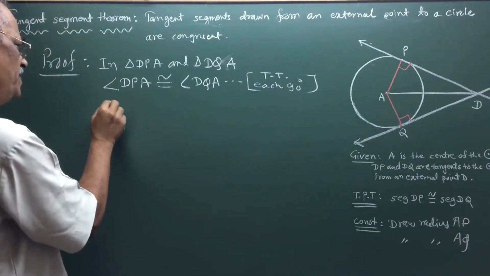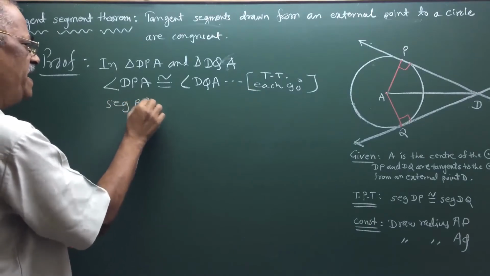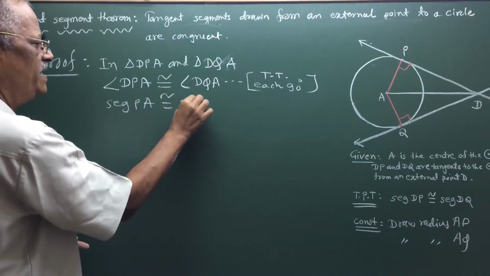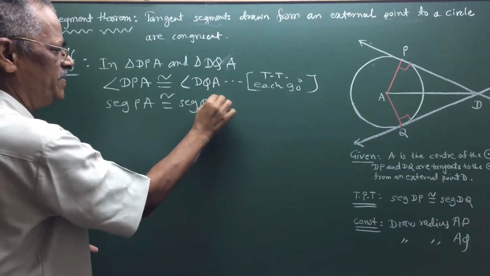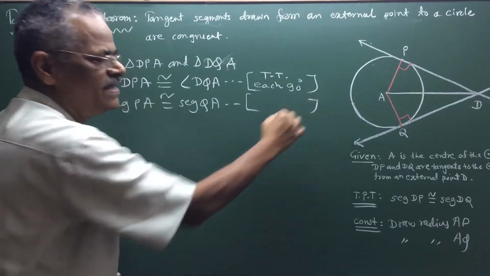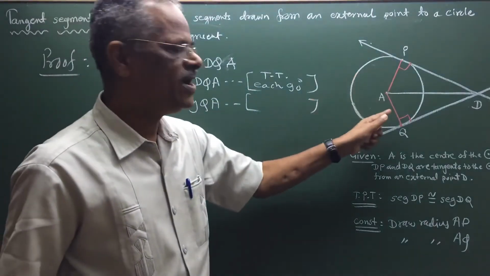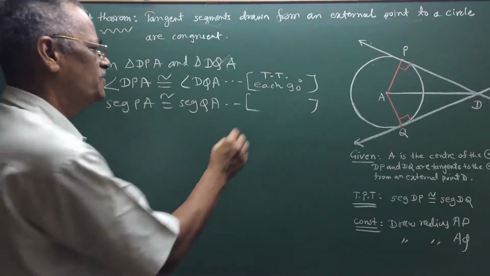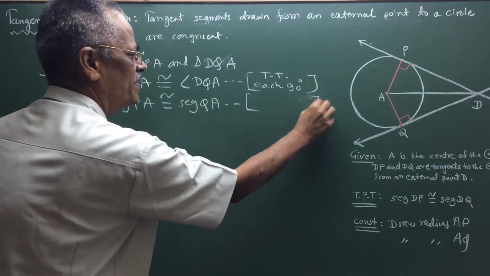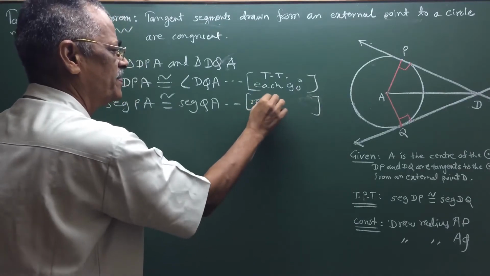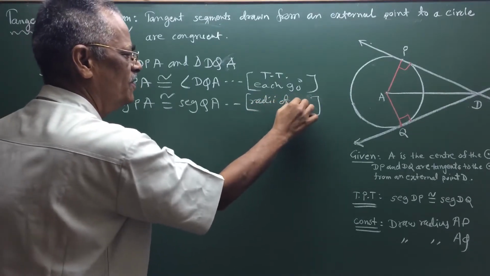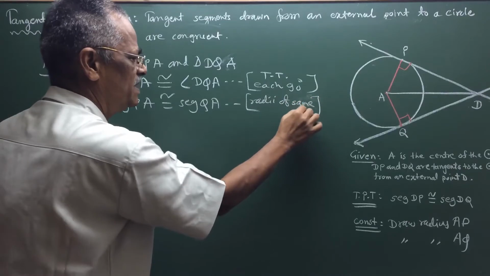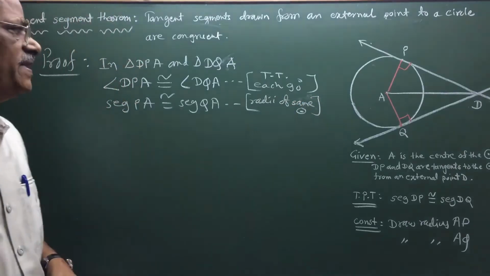After that, segment PA and segment QA. See that these are radii of the same circle, so they are congruent. You can write the reason there: radii of the same circle.